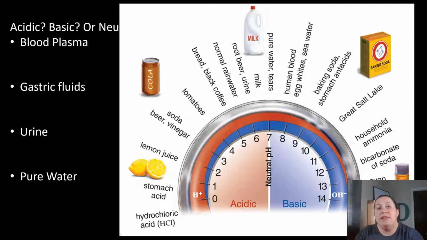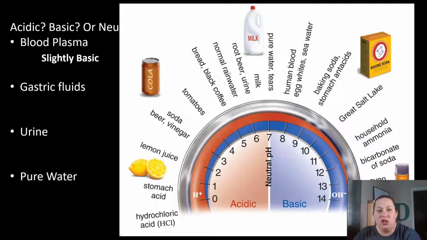All right, so if we know that 7 is neutral, below 7 is acidic, and above 7 is basic, you should be able to tell me if something is acidic, basic, or neutral. So let's look at blood plasma. If we look for human blood, where is it located on this little chart? If we look for blood plasma, it is above 7. Since it is above 7, it is slightly basic. It's only a little bit above 7 because it's not even quite 8, but it is basic.